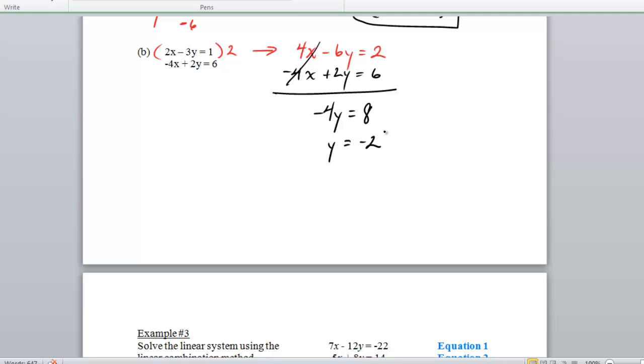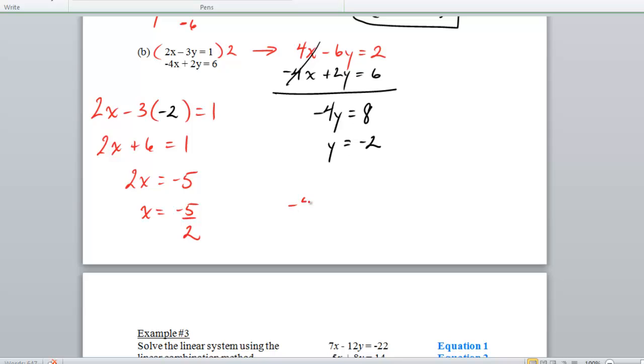Again, I simply need to substitute that -2 for any of the y's, so I'm just going to rewrite one of these equations, and it does not matter which one, and I'm going to replace that y with -2. And now I'll simply solve for x. Now I have a value for x and a value for y, so the solution to my system of equations will be the ordered pair -5/2 and -2. Okay, and that was two examples of linear combination, or what is sometimes referred to as the elimination process.